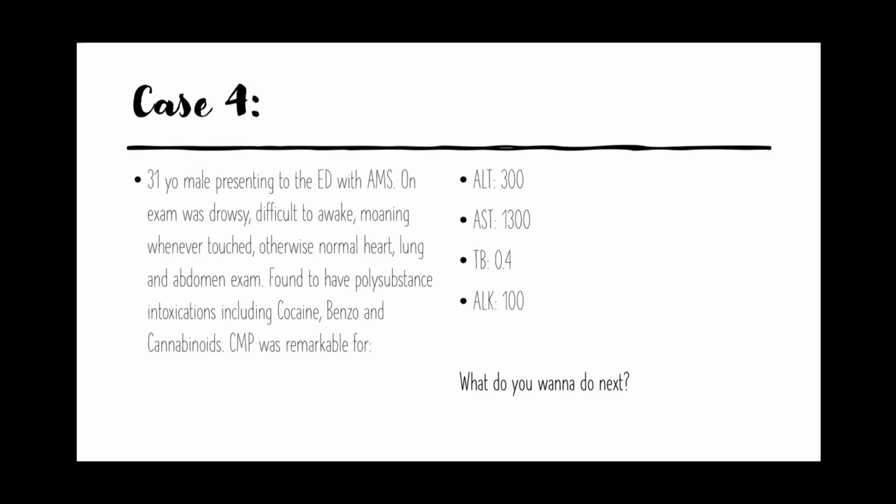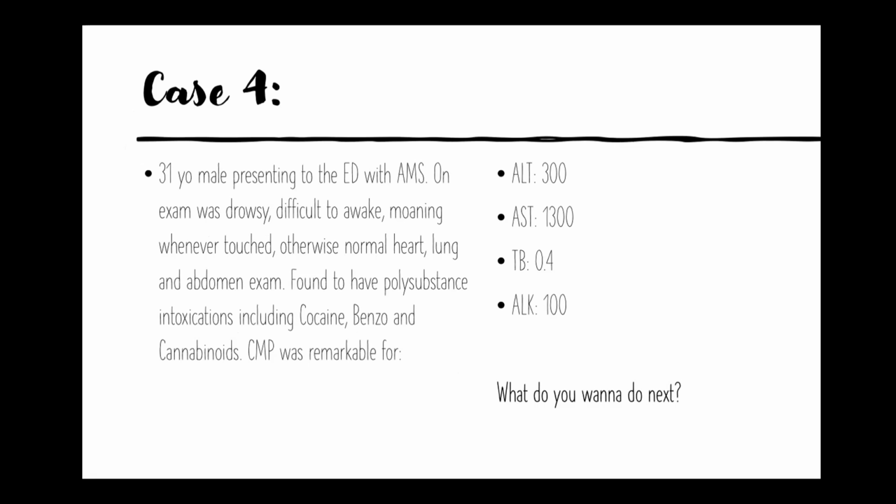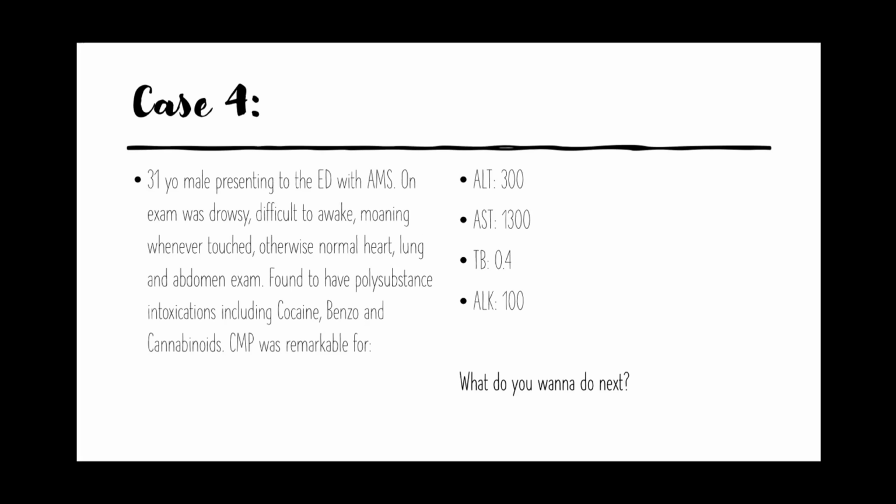So abnormal here is the ALT, AST, and I think the ALK phos is a little high. I would probably say get a right upper quadrant ultrasound, but also further lab work to see what else is going on. Okay. Why do you think his AST is more than ALT? It might be alcohol related.